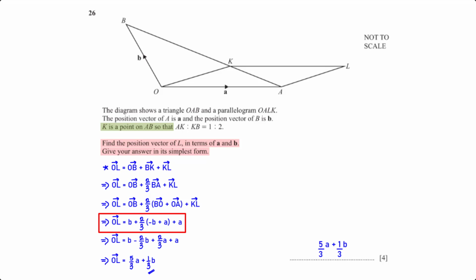When we expand the brackets, 2 over 3 times negative b is negative 2 over 3b. 2 over 3 times a is 2 over 3a. When we group like terms, 2 over 3a plus a is 5 over 3a. b minus 2 over 3b is 1 over 3b. So we have 5 over 3a plus 1 over 3b.